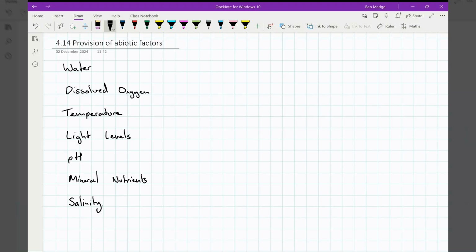Hello, and today we're looking at provision of abiotic factors. So a species relies on suitable abiotic conditions, and this is its zone of tolerance. If we can alter a habitat to meet the abiotic factors of a species or a community of species, we will increase the biodiversity of that habitat. So the first resource or abiotic factor that we're going to look at today is water.